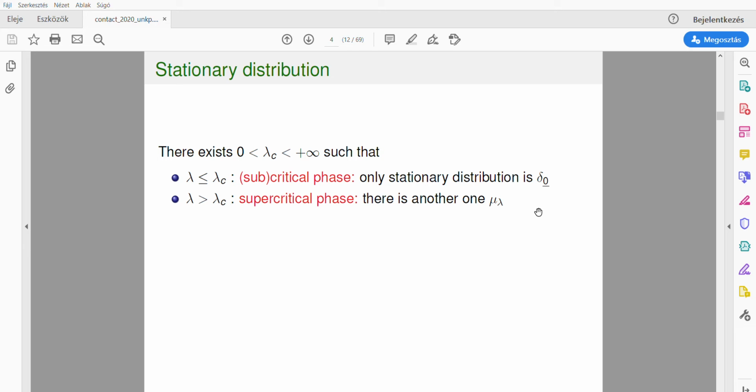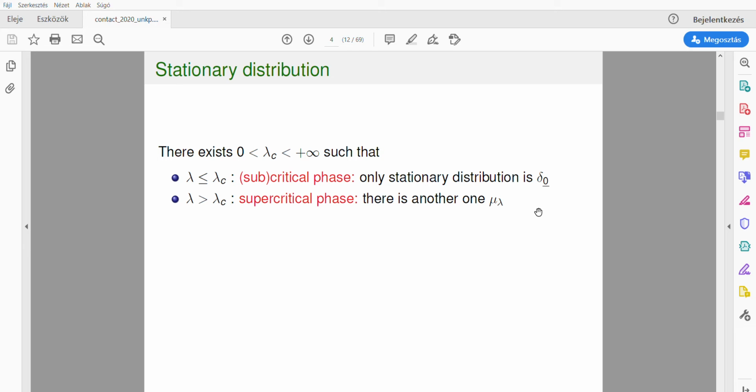Maybe I forgot to mention, of course, if everyone is healthy, then everyone stays healthy because there is no one to spread the infection. This state where everyone is healthy is a sink of this Markov chain. Once you hit this state, there is no escape from it.